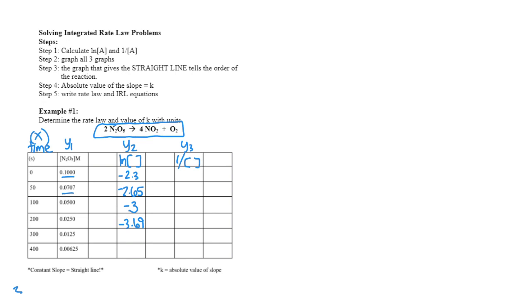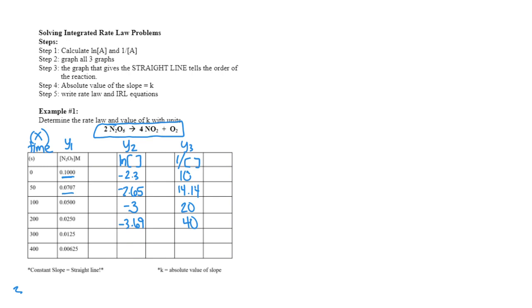For my 1 over concentration, 1 over 0.1, that's 10. 1 over 0.0707 is 14.14. 1 over 0.05 is 20. 1 over 0.025 is 40. Okay, so I've got all these points.